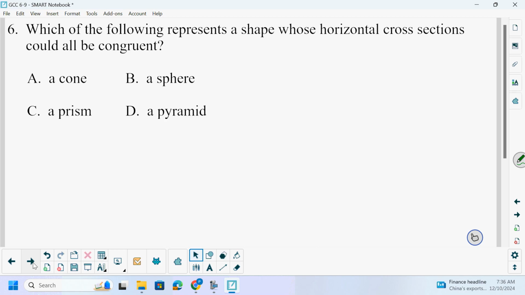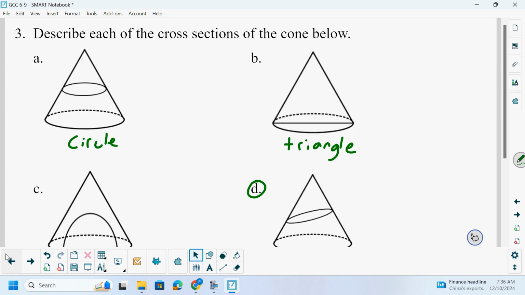All right, last multiple choice one. We want to know which figure, if you did horizontal cross sections, would they all be congruent? Congruent means they're exactly the same. So first off, we have the cone. So we dealt with a cone in this scenario here.